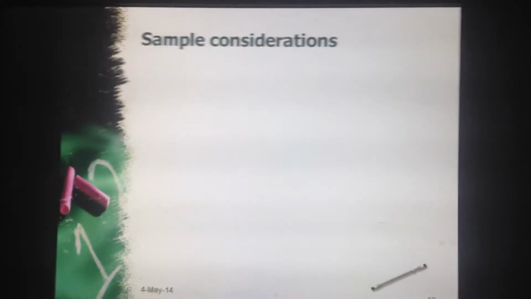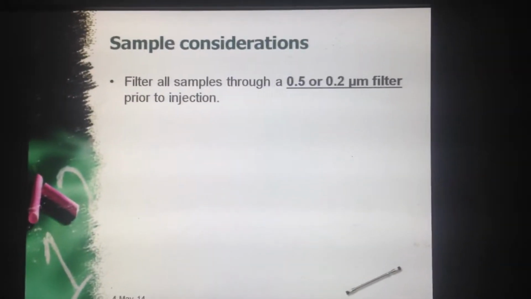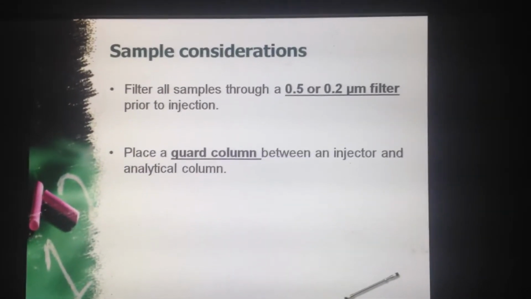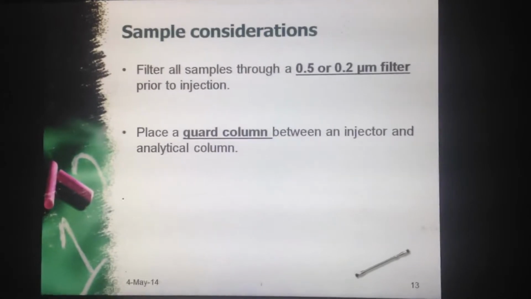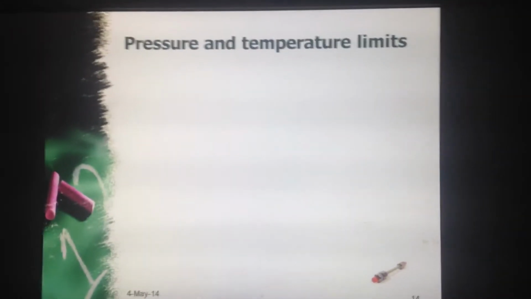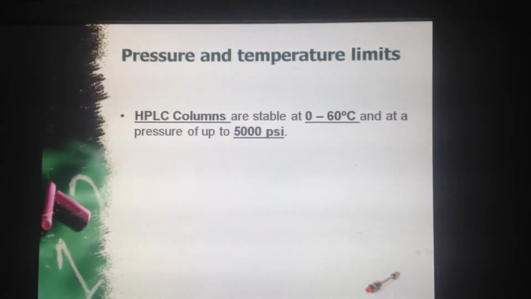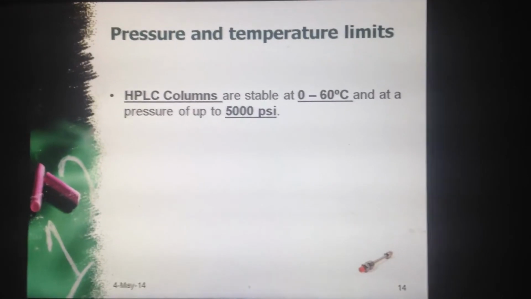Now what are the sample considerations that help column care? First is, filter all the samples through the filter paper prior to injection. Place a guard column between an injector and analytical column. Now what are the pressure and temperature limits? HPLC columns are stable at 0 to 60 degrees Celsius and at a pressure up to 5000 psi. It can extend also.